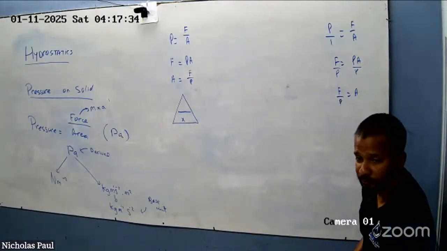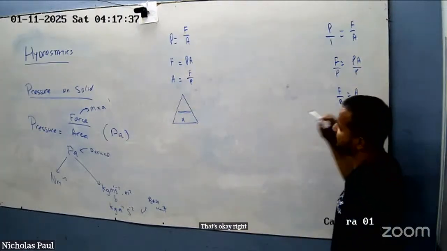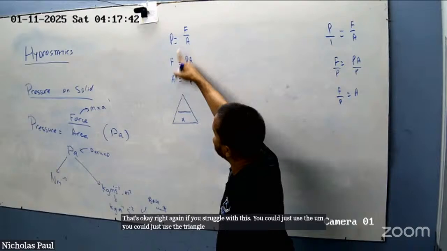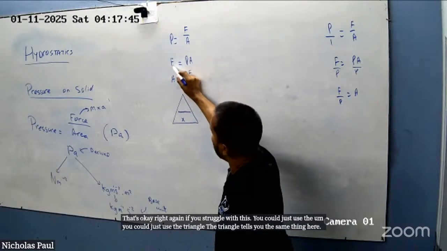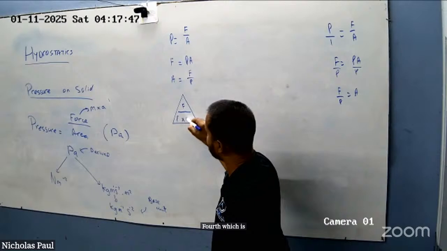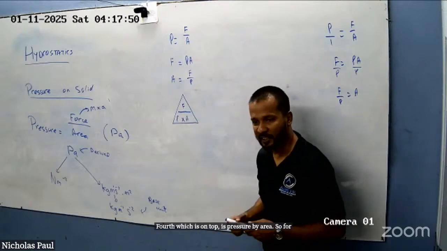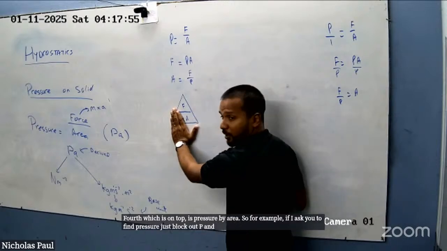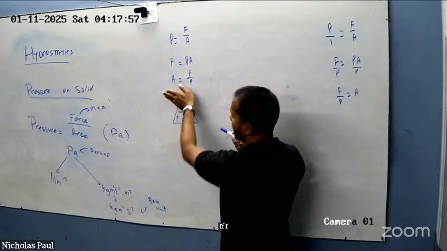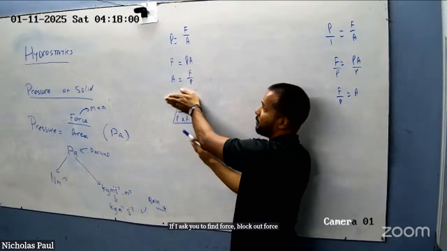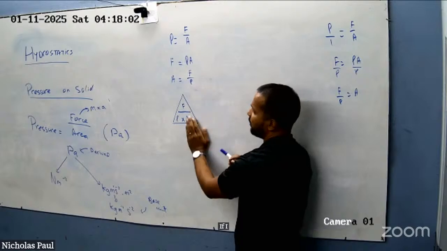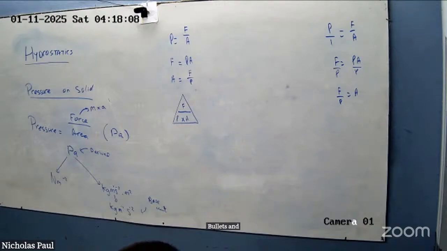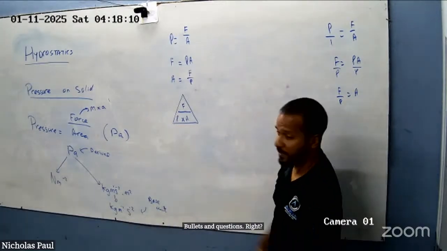That's okay? Again, if you struggle with this, you could just use the triangle. The triangle tells you the same thing. Force, which is on top, is pressure by area. If I ask you to find pressure, just block out P and you will get force on area. If I ask you to find force, block out force, and you will get pressure by area. If I ask you to find area, block out area, and you'll get force on pressure. But you should be able to make the subject of the formula.